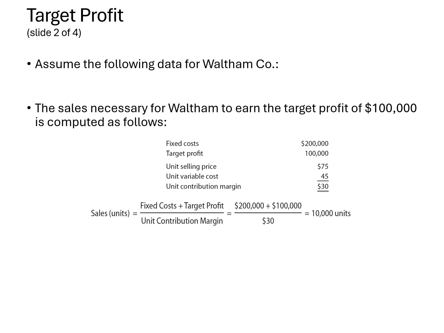We're given some data for Waltham Company. We have fixed costs, and we want a target profit of $100,000. So by adding our fixed costs to our target profit and still dividing by unit contribution margin, we can see that we need to sell 10,000 units to make a $100,000 profit. The next slide will prove that it worked.